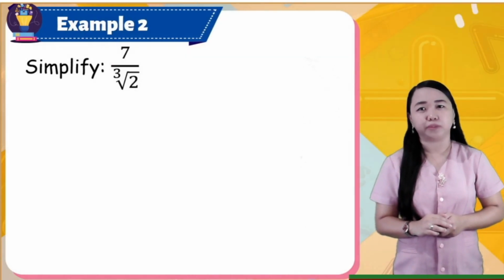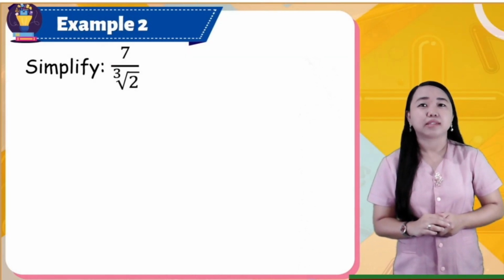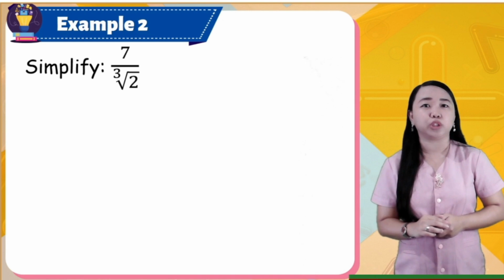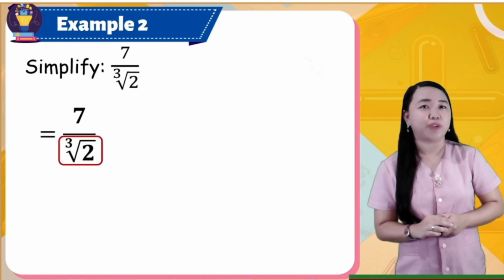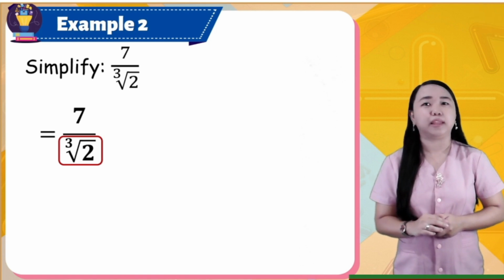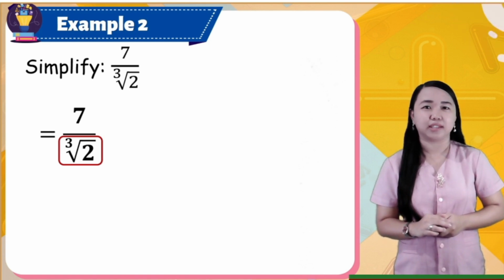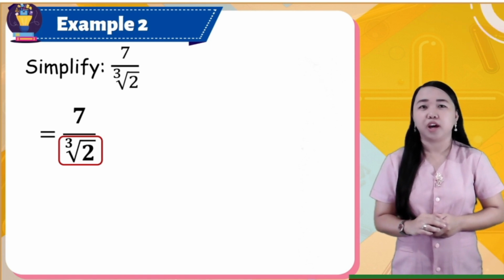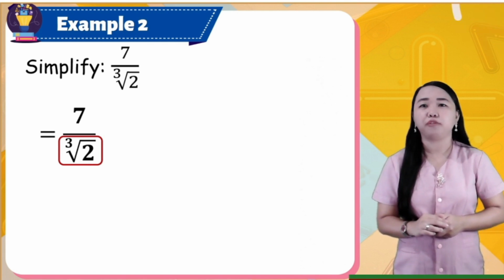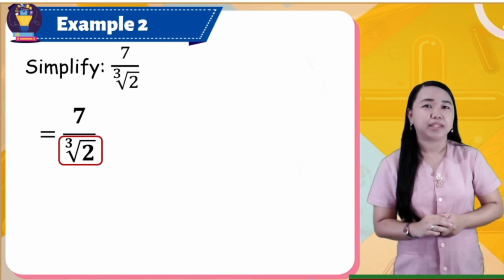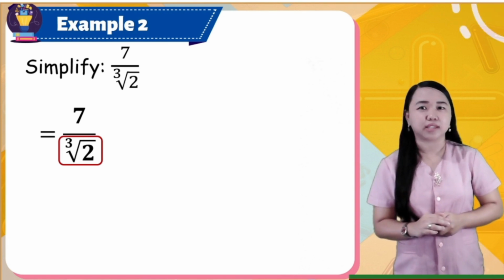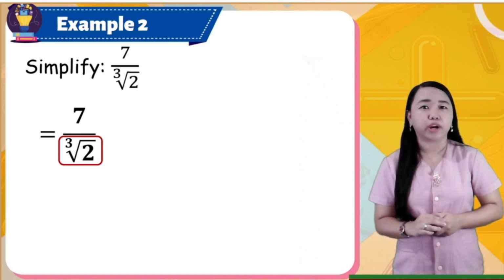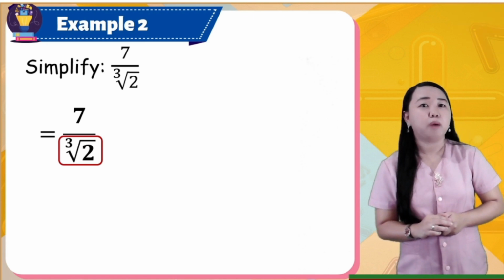Next example. Simplify 7 over cube root of 2. The denominator contains a radical, so it must be rationalized. In this example, the order or index of the radical is 3, and the radicand is 2. To rationalize this, multiply the numerator and denominator by a number that will make the denominator rational.